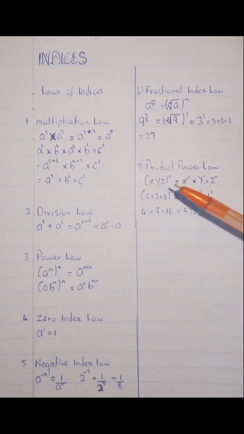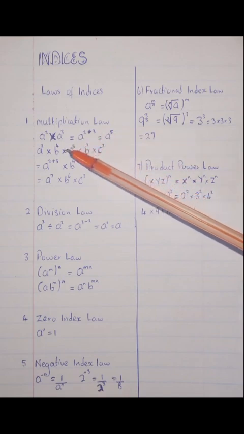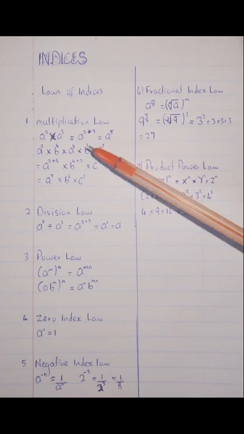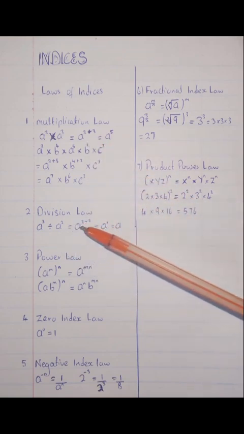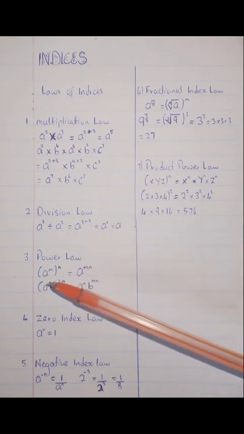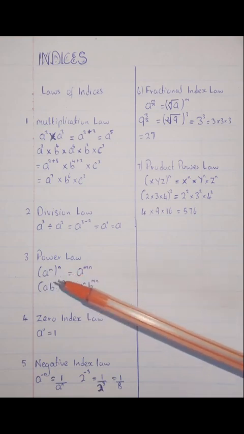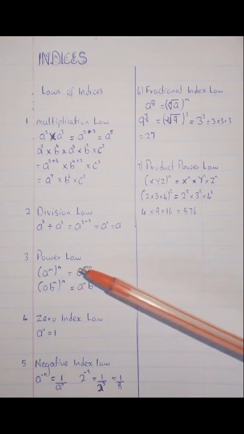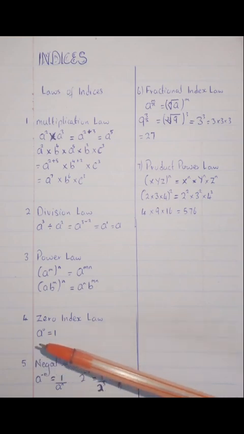So these are all the laws of indices. You can see from the multiplication law, we say if the bases are the same, you add powers. You have the division law, if the bases are the same, what? You subtract the powers. You have the power law, where you have a number raised to a power, including the bracket raised to another power. You just have to multiply the two powers. You have the zero index law, any number raised to the power of 0 equals 1 as far as that number is not equal to 0.